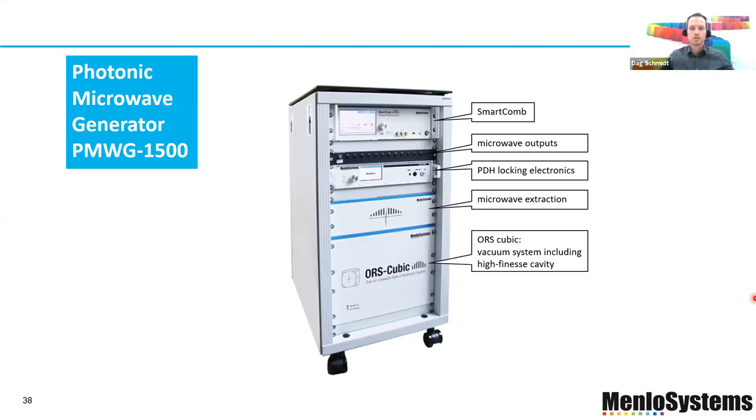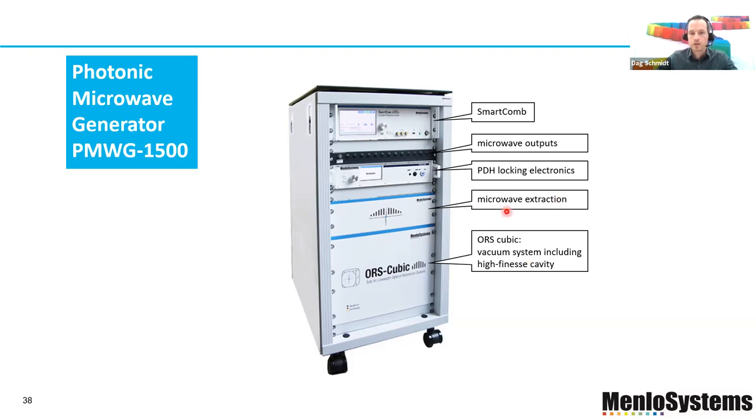Okay, now last but not least, the photonic microwave generator. As I told you before, you also have to be capable of reading out your frequency comb very precisely for clocks. And since you can generate ultra-stable microwaves with a frequency comb and an optical reference system, we decided to offer this as a standalone unit. So what do we have here? Here's the RS cubic vacuum system, including the high finesse cavity.